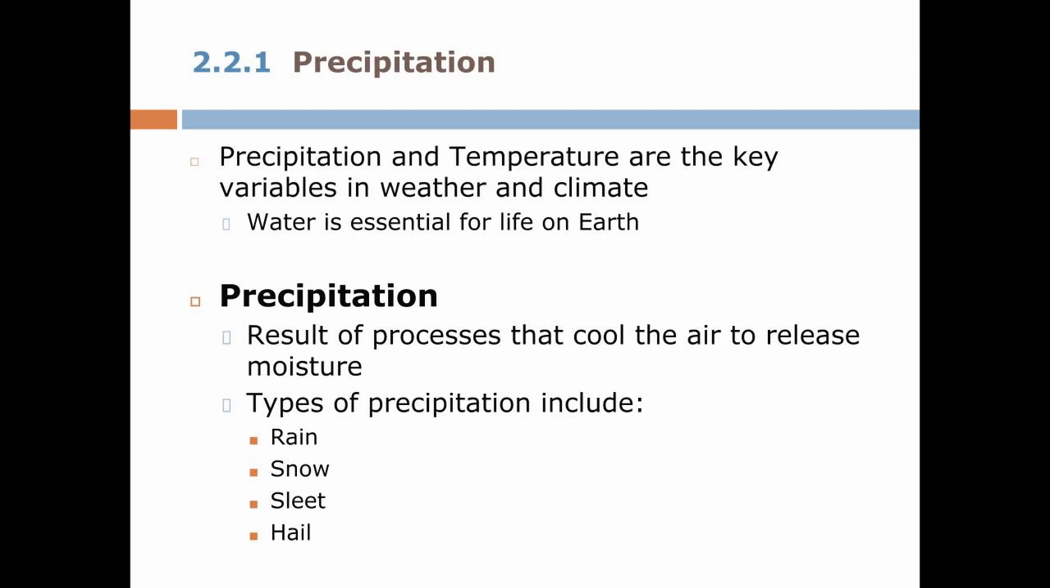Precipitation and temperature are key variables in weather and climate because precipitation is water, and water is, well, essential for life, right? We have discovered organisms that do not require sunlight, do not require carbon, but they all require water. So what is precipitation? Precipitation can be defined as the result of processes that cool the air to release moisture. We think of it as rain, but snow, sleet, and hail also fall under that broad category.